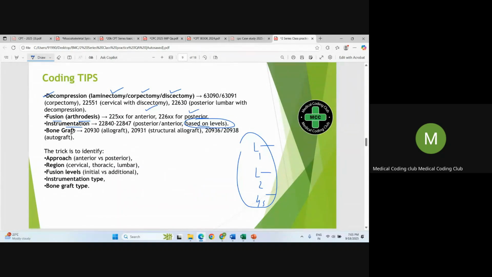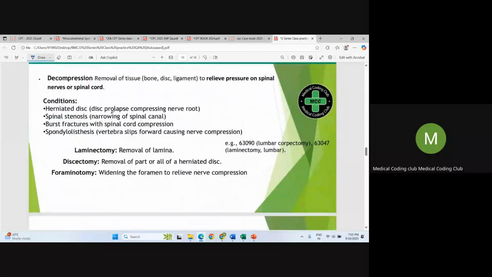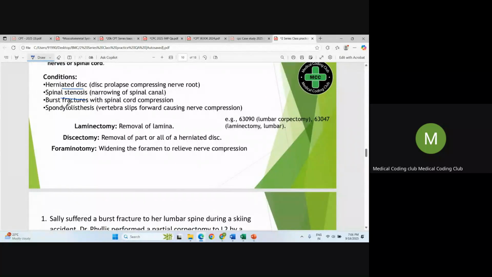Next comes bone graft. We discussed allograft, structural allograft, and autograft. Autograft is something they are taking from the patient's own body. They are taking the bone from maybe the patient's iliac crest. And coming to allograft, it is structural bone, structural or morselized, they'll take it under allograft.